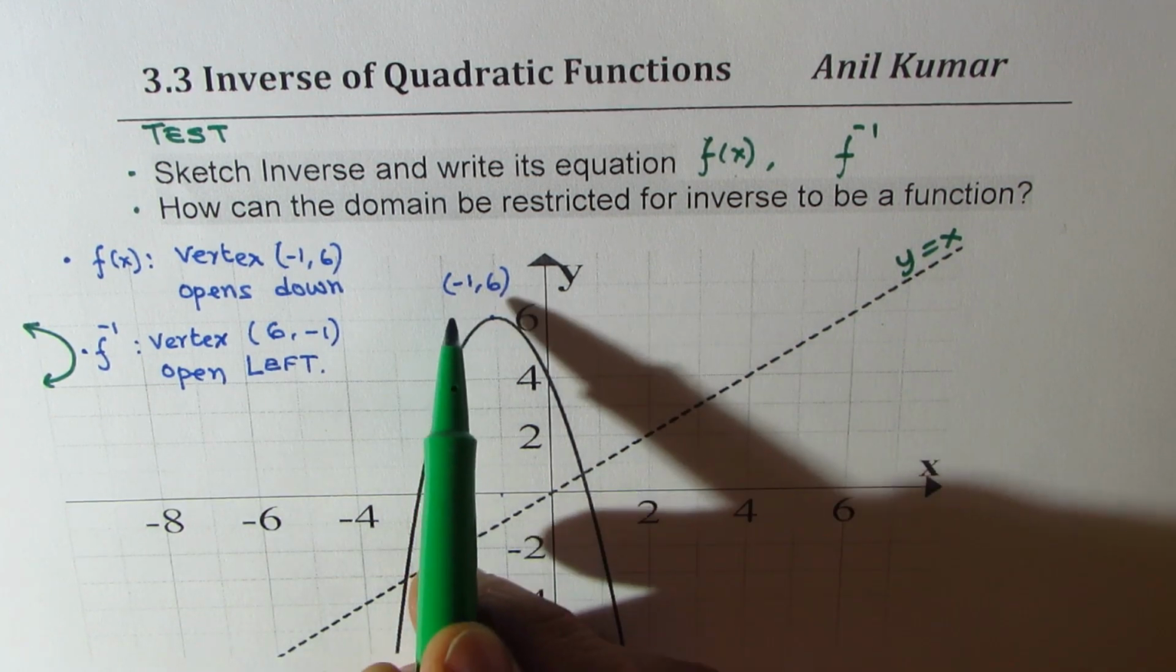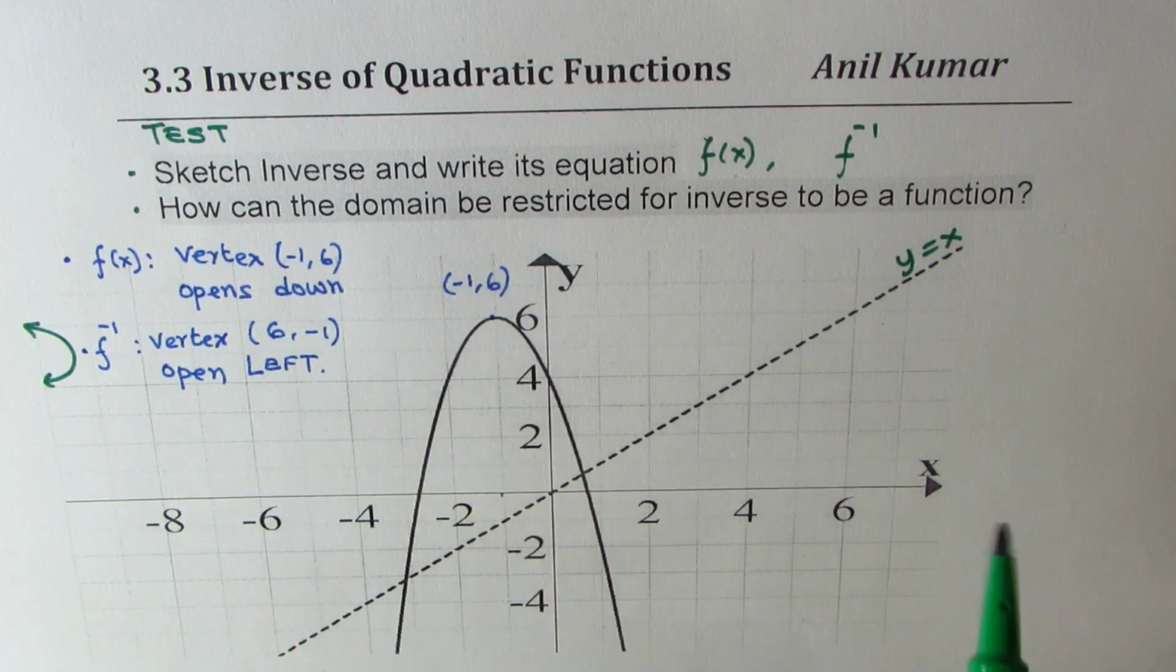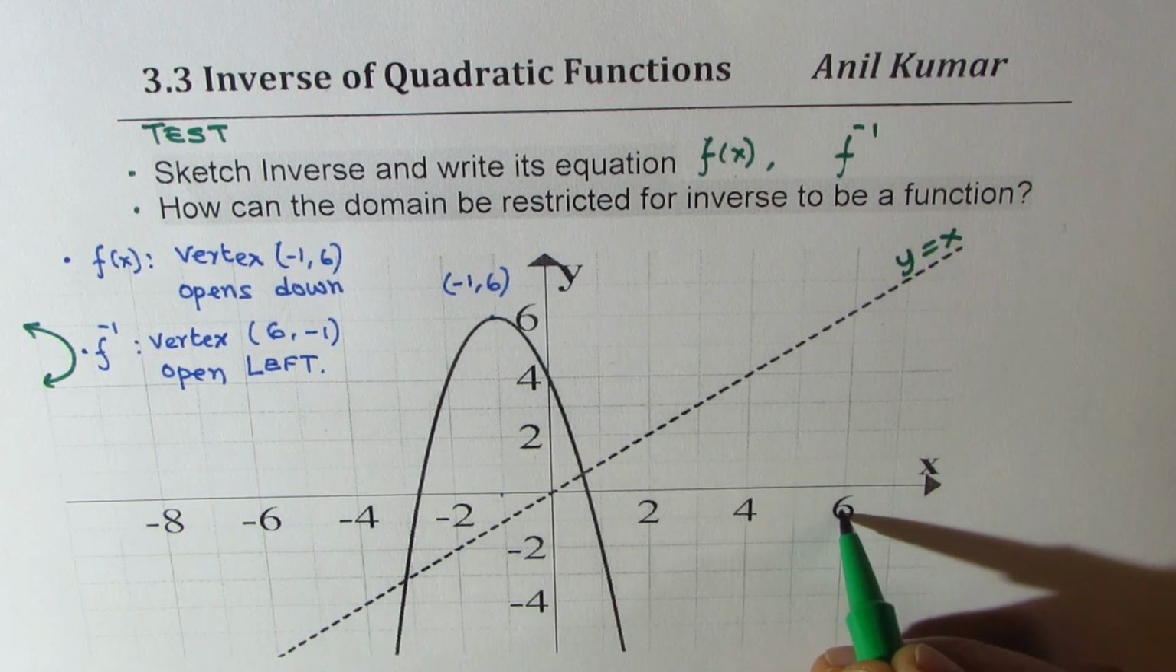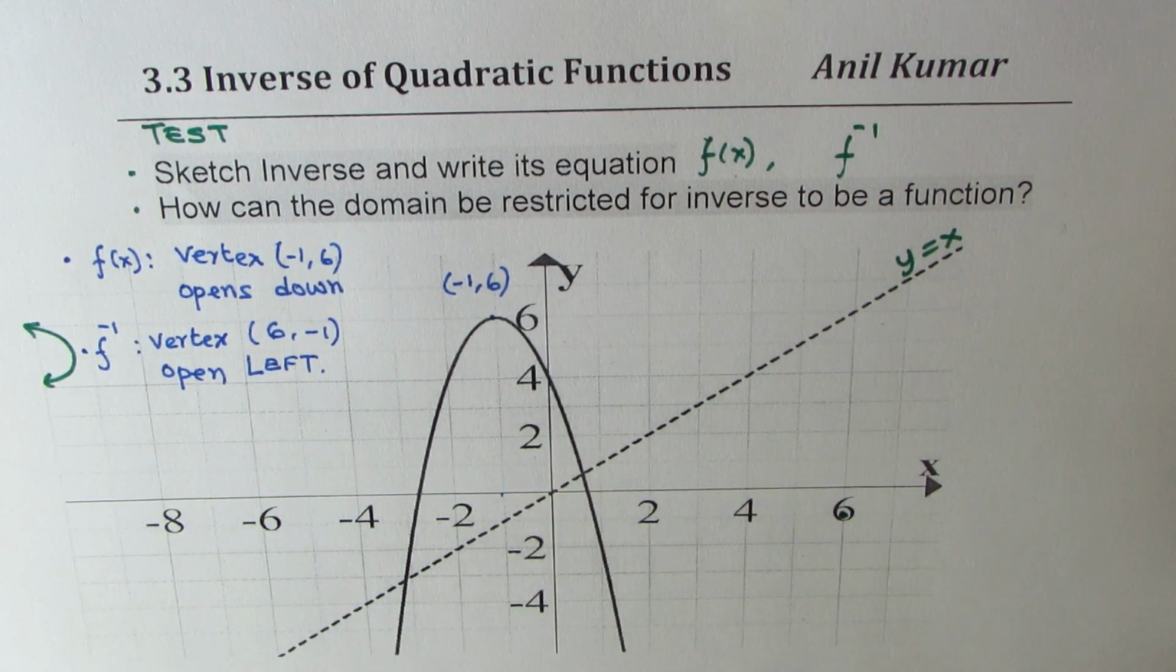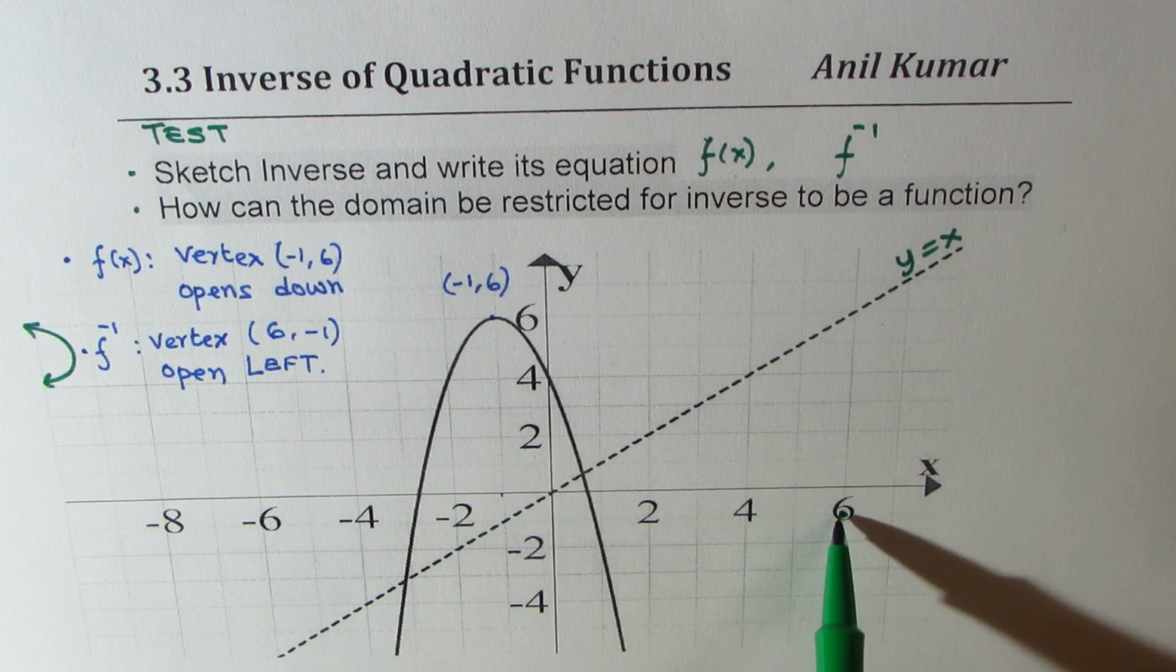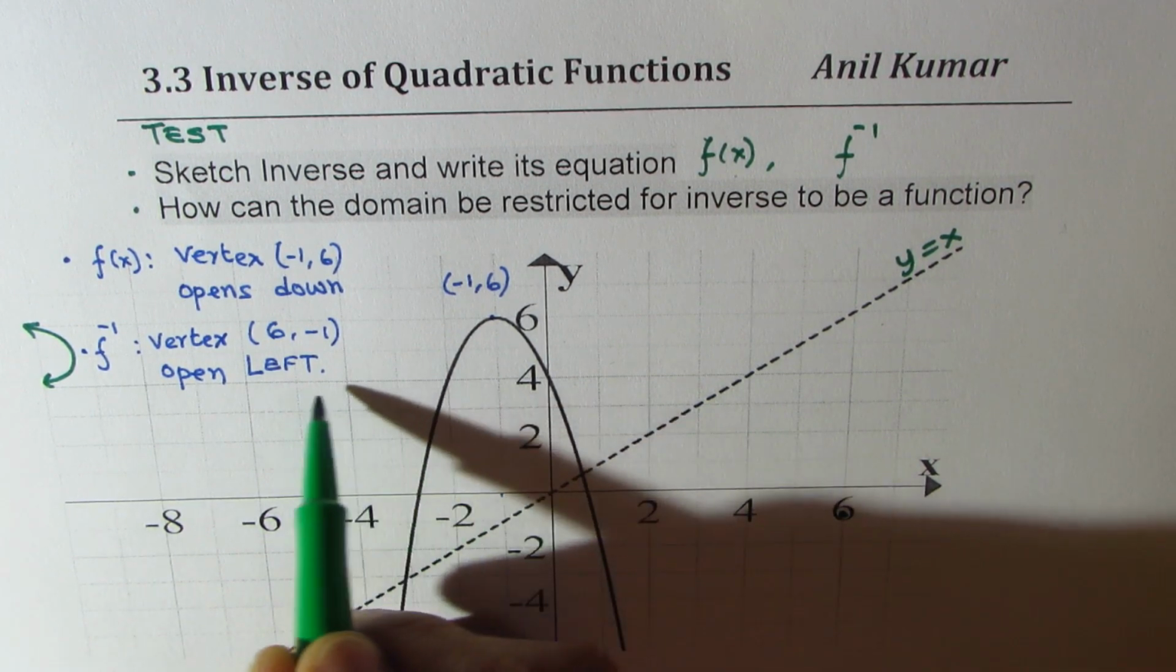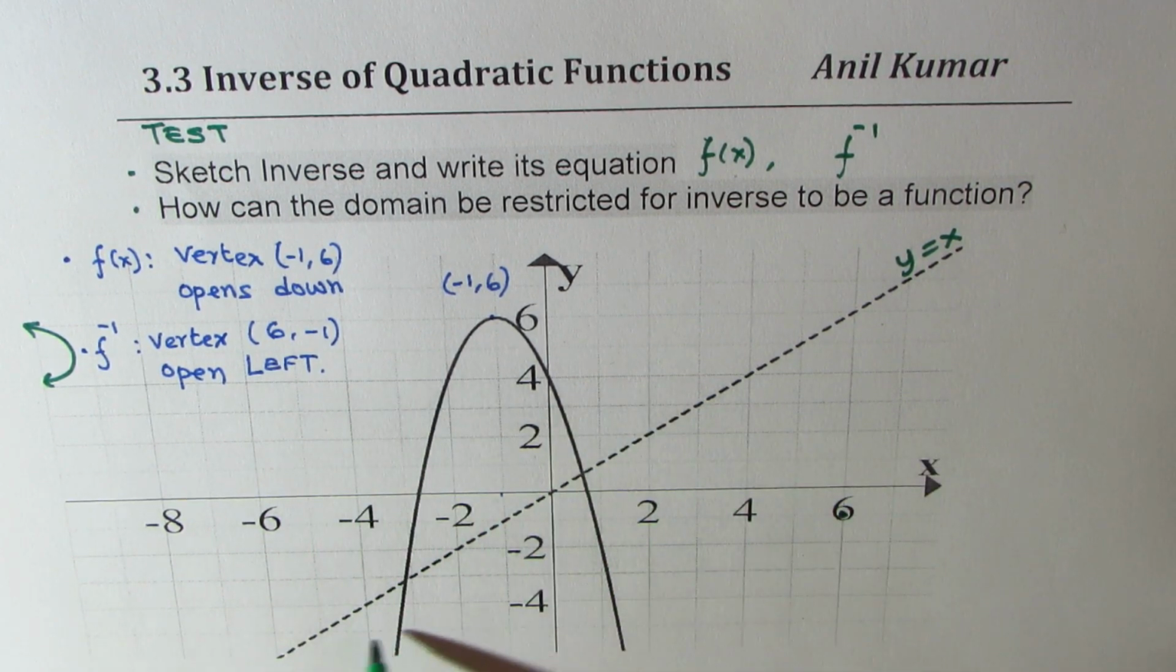From the vertex, which now will be 6 minus 1. So 6 minus 1 is right there. So from this point, we are expecting the parabola to open in this direction, towards the left side. Correct? Now let's look into these steps.